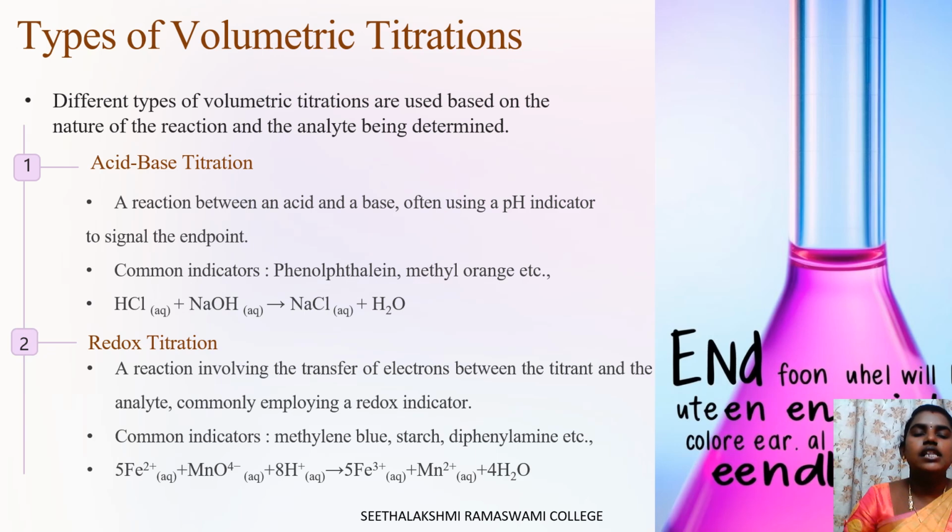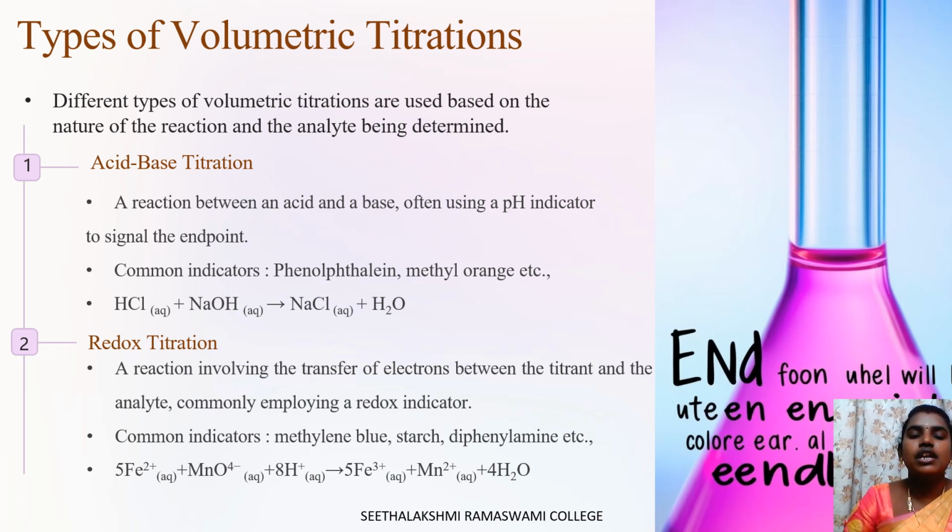Let us see the types of volumetric titration. Different types of volumetric titration are used based on the nature of the reaction and the analyte being determined. There are four types of volumetric titration: acid-base titration, redox titration, complexometric titration, and precipitation titration. Let us discuss one by one in detail.